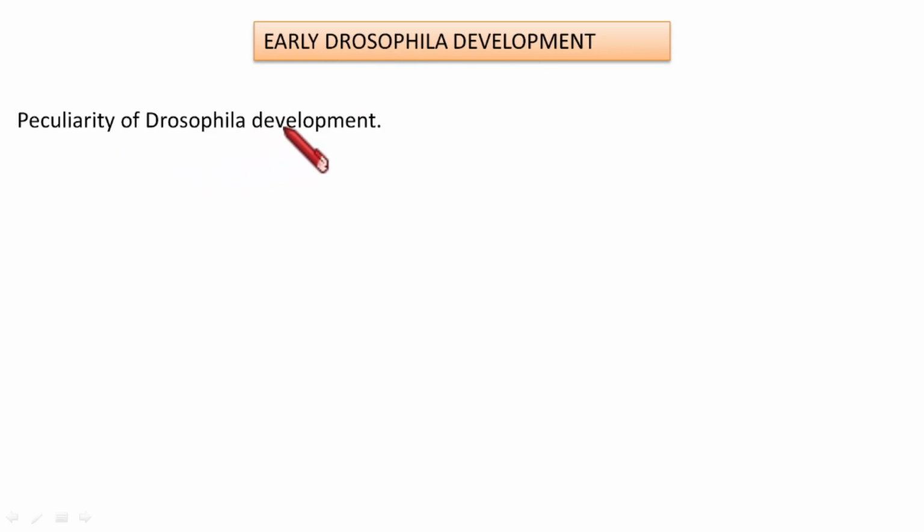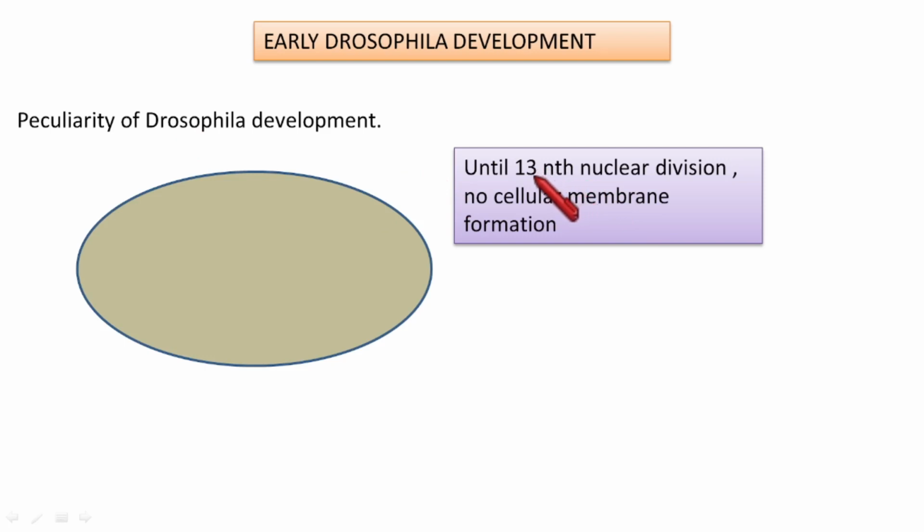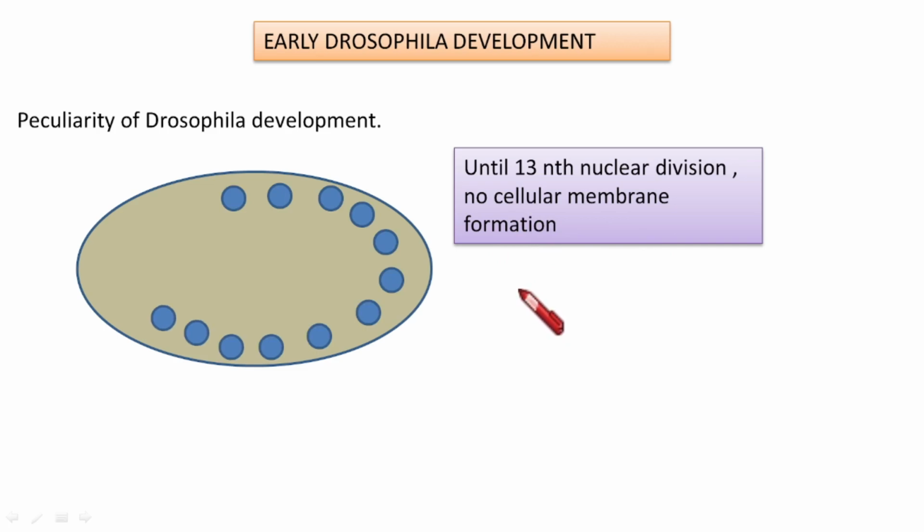What is the peculiarity of development in Drosophila? In the case of Drosophila, until the 13th nuclear division, there will be no cellular membrane formation. We can see a nuclear division here, and until that 13th nuclear division there is no cellular membrane formation. So all the nuclei share a common cytoplasm, and that cytoplasm diffuses throughout that multinucleated cell.